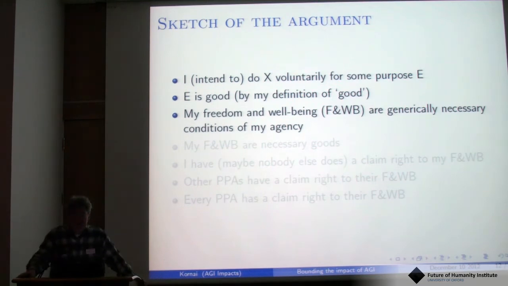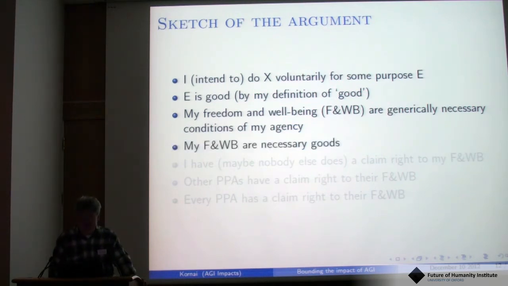And then this is something that is very closely related to Omohundro's notion of the basic AI drives, in that Gewirth says that my freedom and well-being are generically necessary conditions of my agency. So freedom and well-being are, if you will, basic drives. Whatever this purpose E is that I have, it turns out that to pursue it with any hope of success, I need to have my freedom and well-being. Okay, so I will develop strategies to have my freedom and well-being preserved.